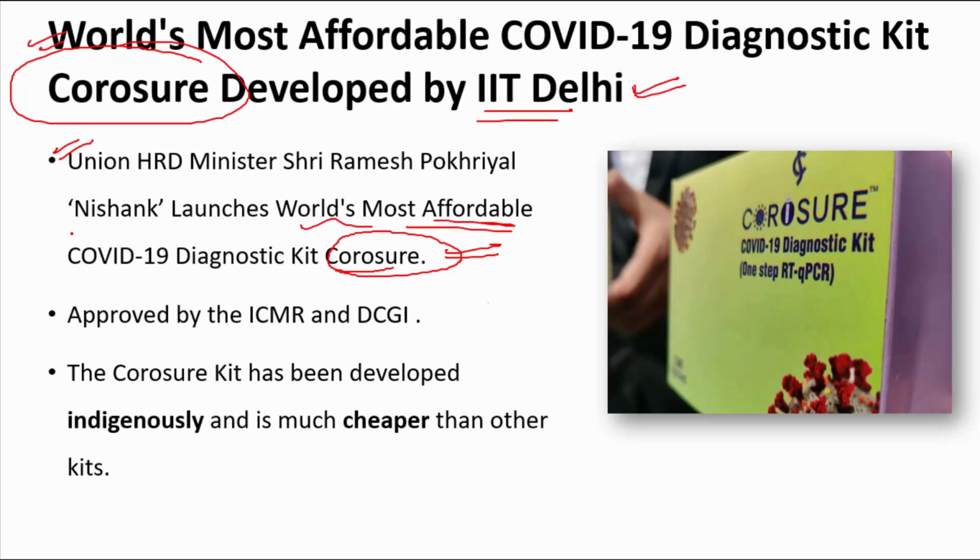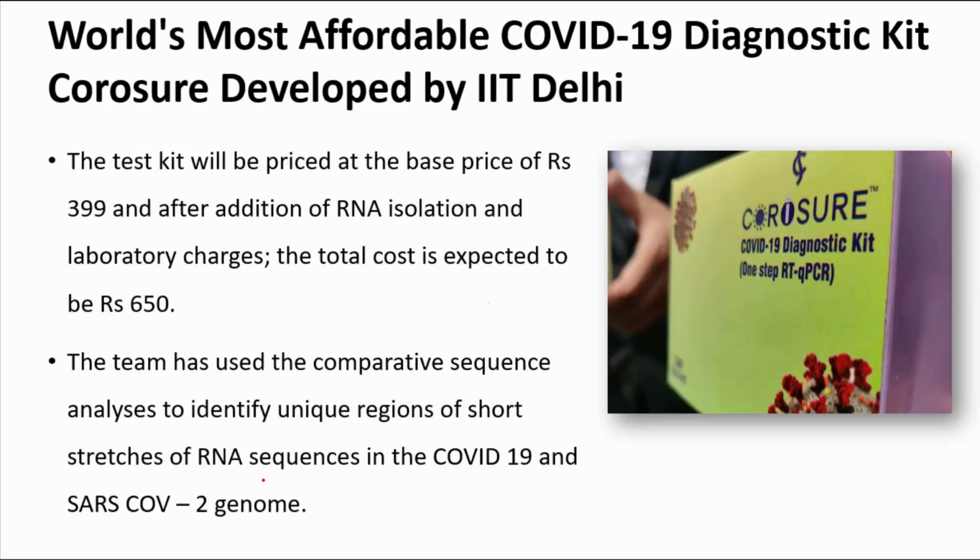It has been launched after the approval by ICMR and DCGI. The Corosure kit has been developed indigenously and it is much cheaper than other kits. Let's understand how it is cheaper. The test kit will be priced at the base price of rupees 399, and after the addition of RNA isolation and laboratory charges, the total cost is expected to be only 650 rupees.